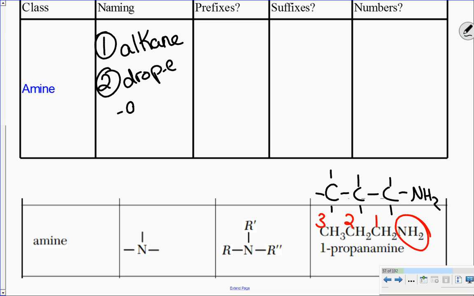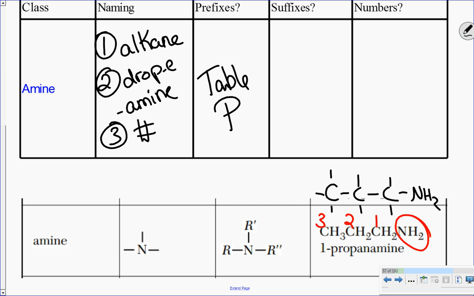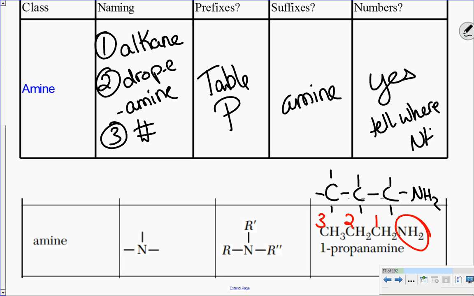We're going to change the ending to amine, and then we're going to add a number to tell where that nitrogen group is attached. So our prefix again will be from table P. Our suffix is amine, and our number, we're going to say yes to this, and it will tell where NH2 is attached to this molecule.